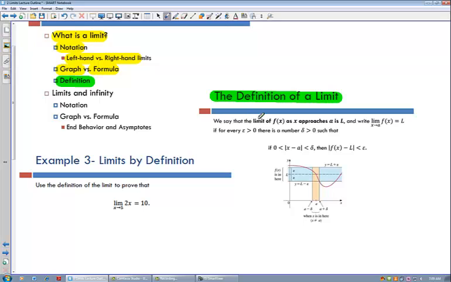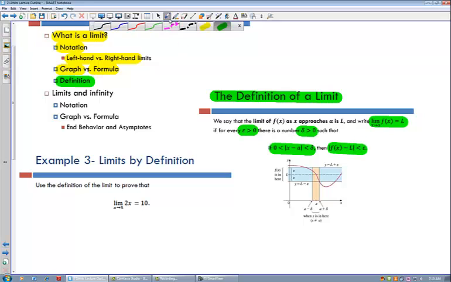We say that the limit of f of x as x approaches a is L, and we write this as the limit as x goes to a of f of x equals L, if you give me any number, so for every epsilon greater than 0, there is going to exist a delta greater than 0 such that if this is true, then this is true.